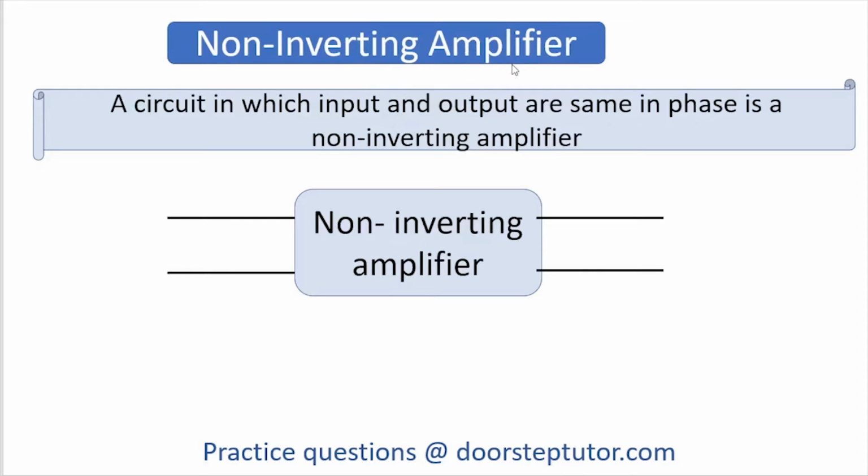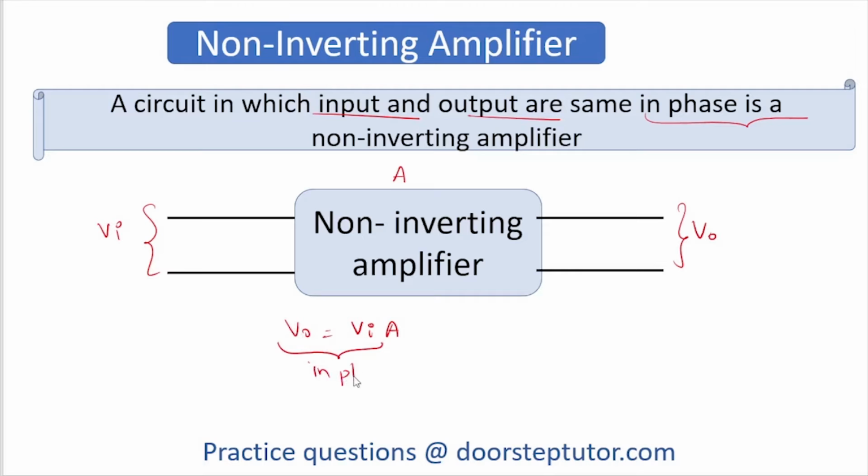A non-inverting amplifier is an amplifier in which the input and output have the same phase. Suppose there's an amplifier which is providing us some gain, that is A, and the input is applied as Vi, then the output voltage that we will get will be Vi into A. In this case, the output voltage and input voltage are in phase. In phase means they have either 0 degree or 360 degree phase shift.